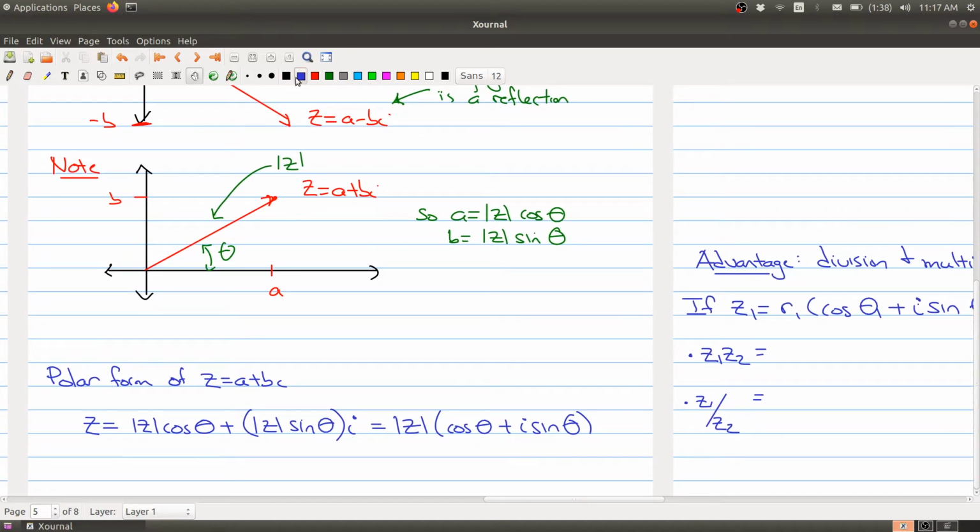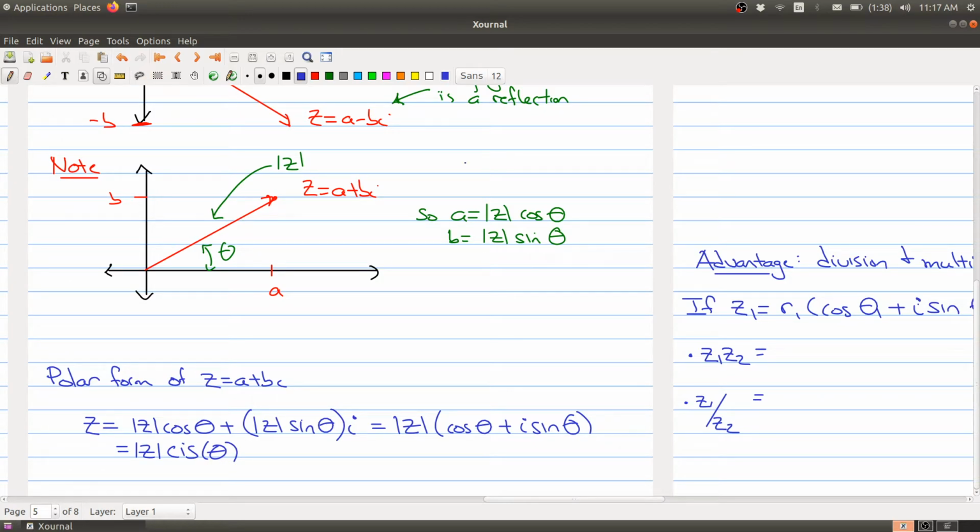So sometimes this is written as the modulus times CIS of theta. CIS theta means cos of theta plus I times sine of theta. This is called the polar form, where instead of using A and B, the regular Cartesian system, we're using the angle and the length of the vector.